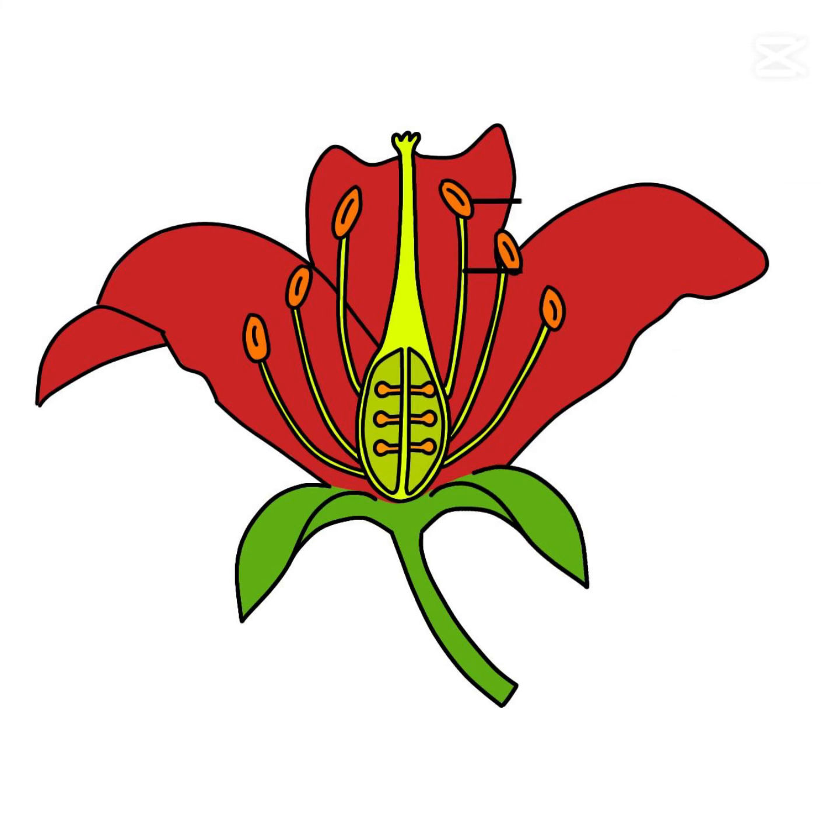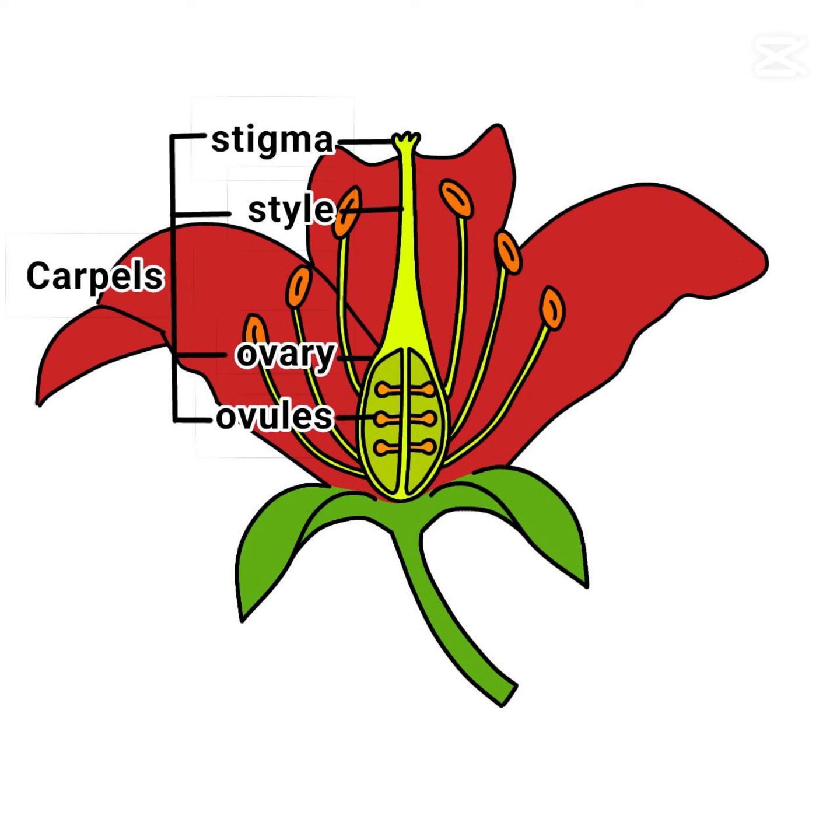The male part of a flower is called the stamen, which has two parts: the anther, where pollen is made, and the filament, which holds the anther. The female part is called the carpel, which includes the stigma, the sticky part that catches pollen, the style, a tube connecting the stigma to the ovary, and the ovary that holds the ovules.